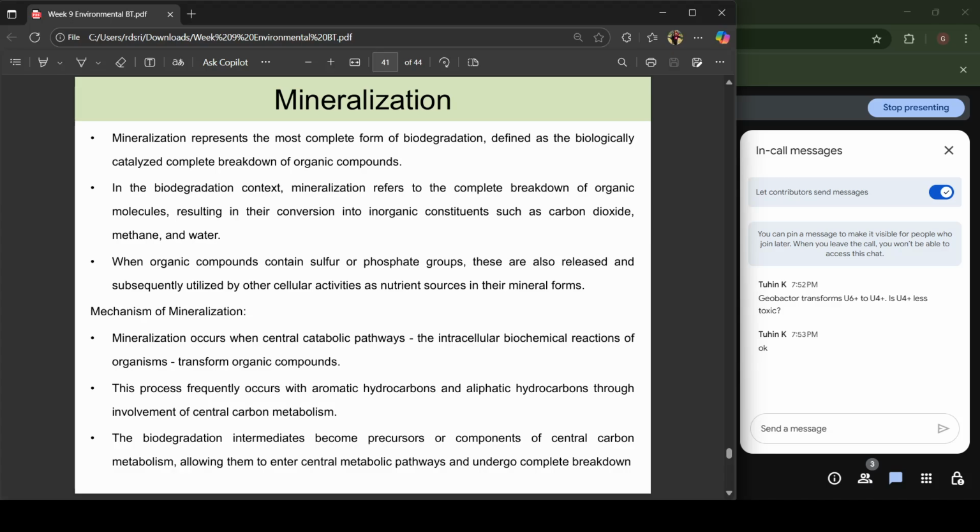The mechanism of mineralization includes central catabolic pathways, the intracellular biochemical reactions of the organisms, which then transform the organic compounds. This frequently occurs with aromatic hydrocarbons and aliphatic hydrocarbons through central carbon metabolism, and the biodegradation intermediates become precursors or components of the central carbon metabolism. This allows them to enter the central metabolic pathway and results in the complete breakdown of that organic molecule.